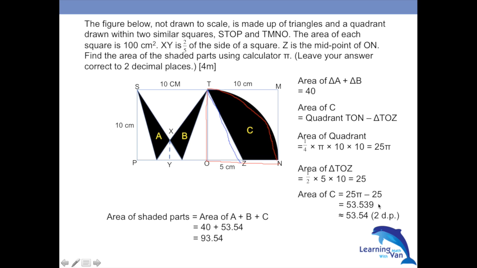Remember, when you need to correct to 2 decimal places, you look at the digit in the third decimal place. In this case, this happens to be a 9, so you round up the 3 to 4. Add them all up, because this is the area of all the shaded parts. You would have 93.54, correct to 2 decimal places. Of course, when you write your answer, please give your units of measurement, centimeters squared.